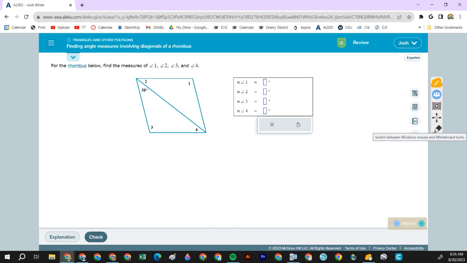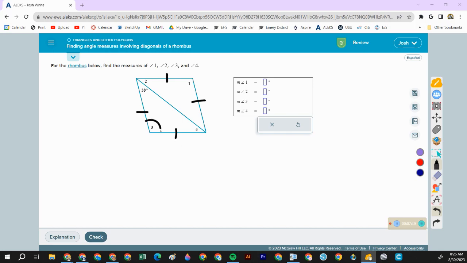Okay, so here we have a rhombus. What does it mean to be a rhombus? All 4 sides are equal. So this is equal to this, which is equal to this, which is equal to this. What that means is this angle is equal to that angle. And in a parallelogram, this angle is equal to that angle, and this angle is equal to that angle.